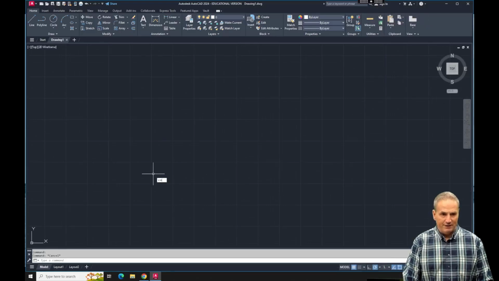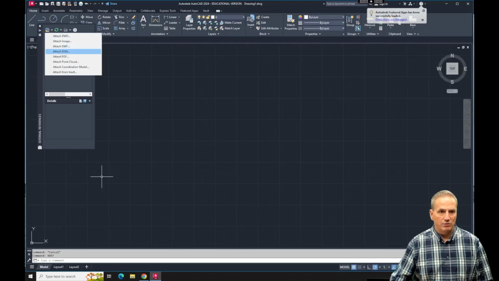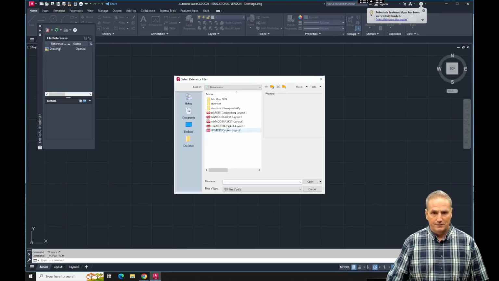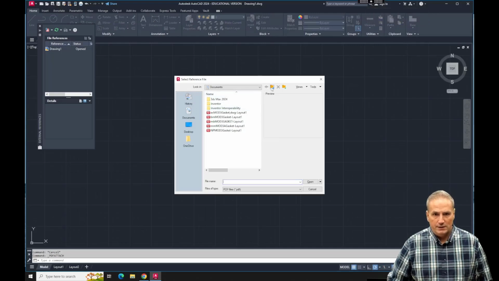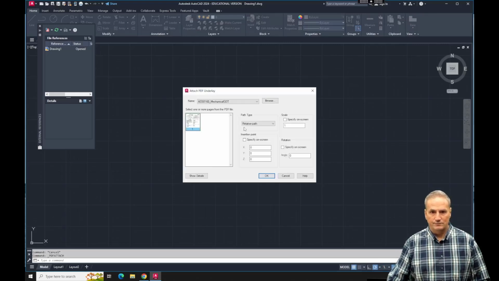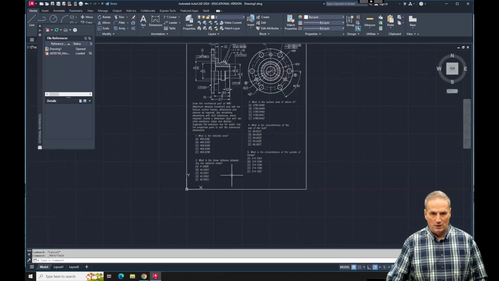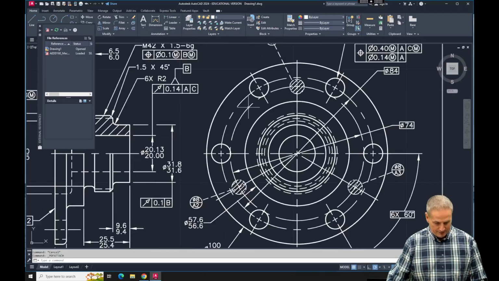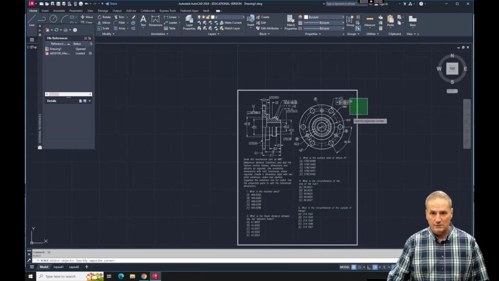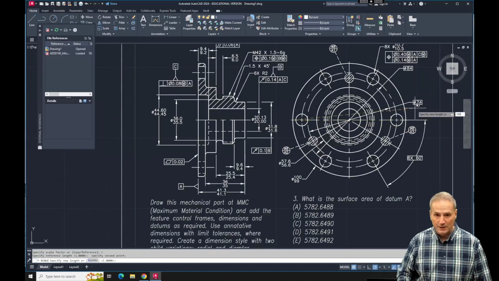And I'm going to XREF in that PDF. So I'm going to bring in the PDF here, and downloads, I'm going to assume. Okay. All right. And let's scale this thing, get it relatively close. So you can say scale, pick right here as the base point, R for reference, and I'm going to say from here to here is 100.